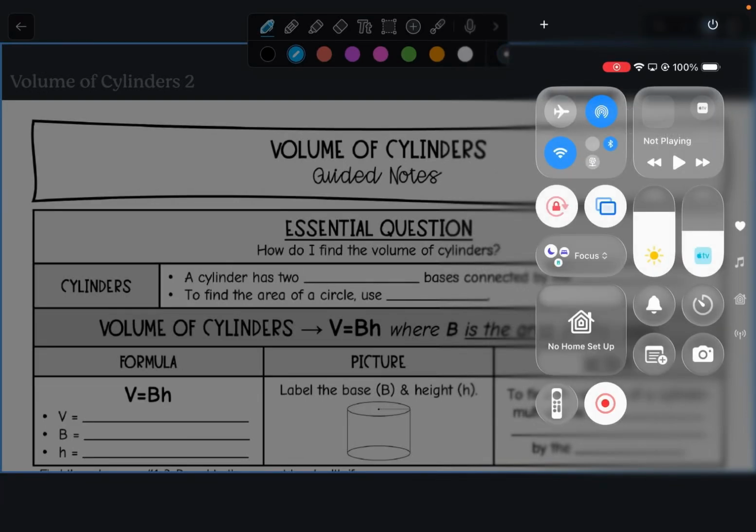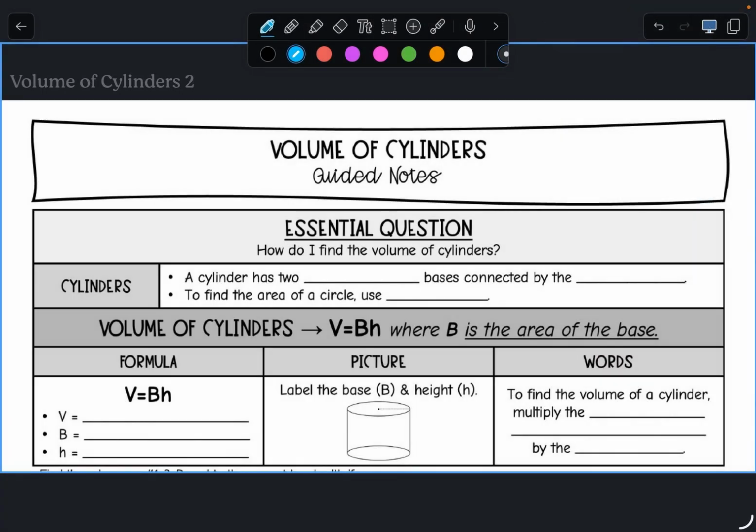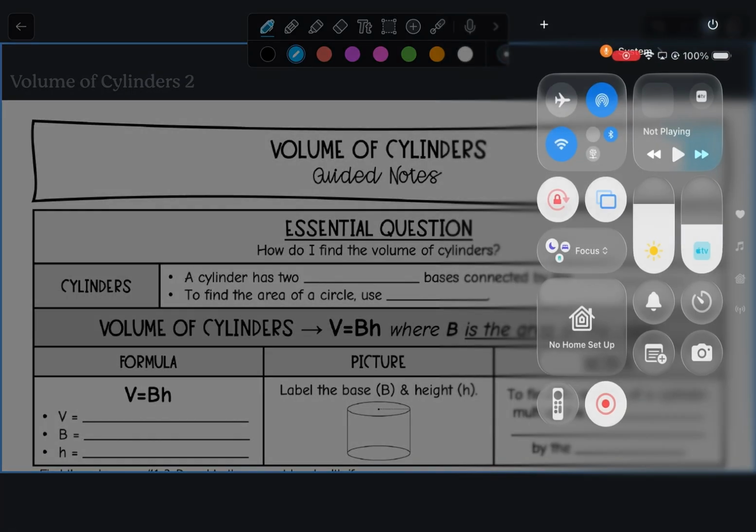All right, let's try this again. Page 78. Hold on, let me make sure it's, okay, it's recording.